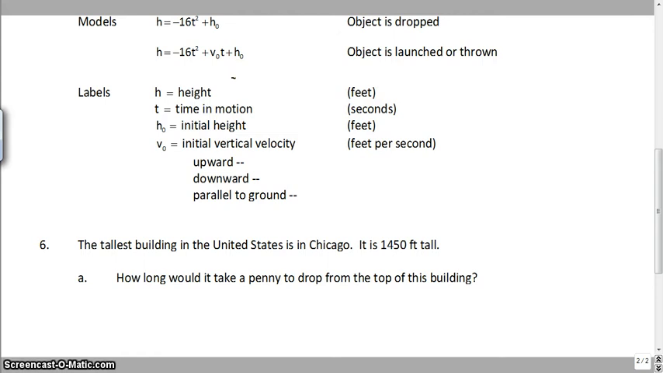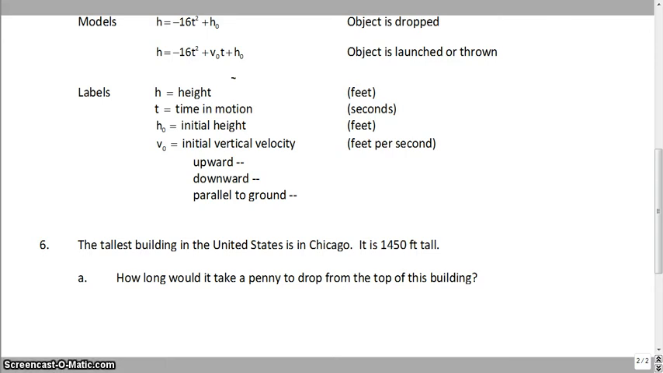Now, if something is just dropped, there's no initial velocity. It's just sitting still. But if you throw something, that's your initial velocity. If you throw it up, it's positive. If you throw it down, it's negative. Okay? So, something to keep in mind when you do these problems.